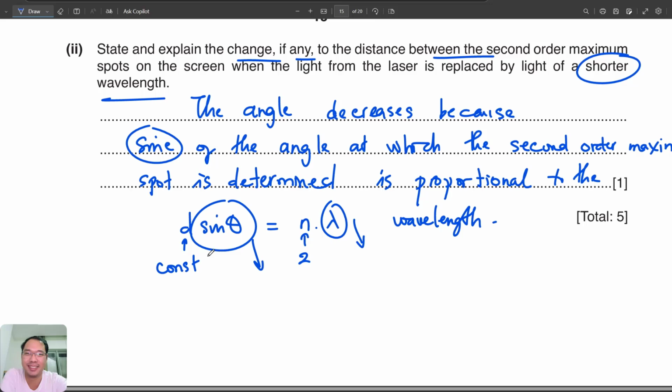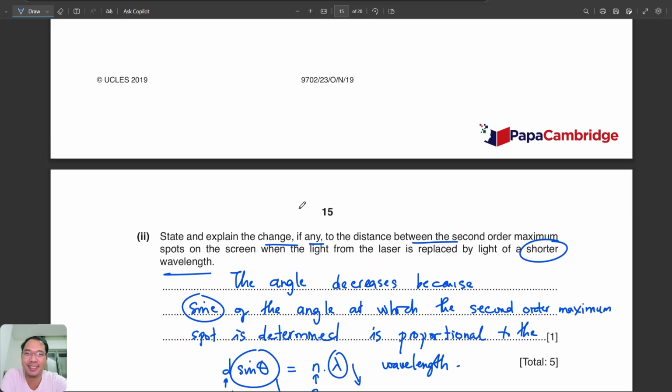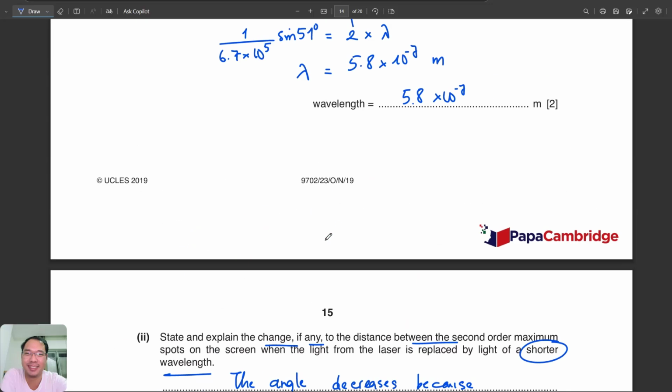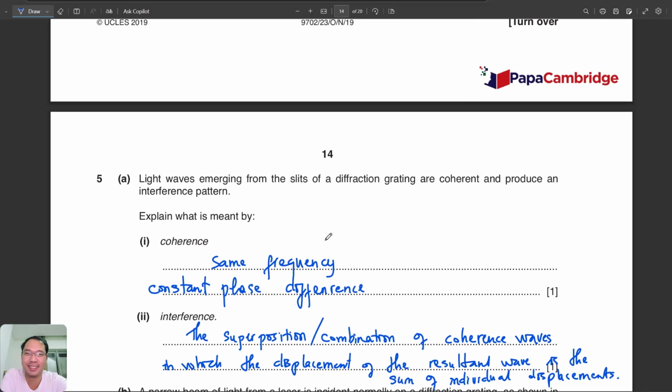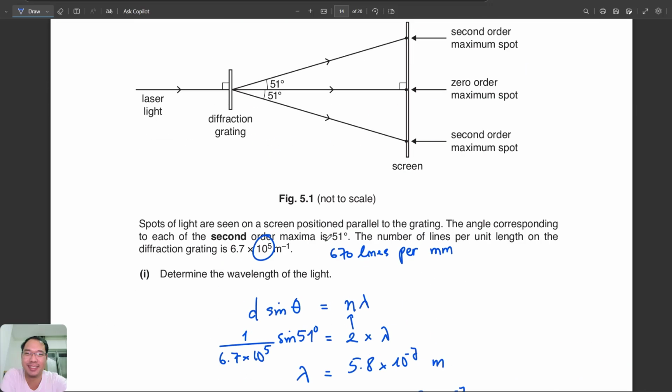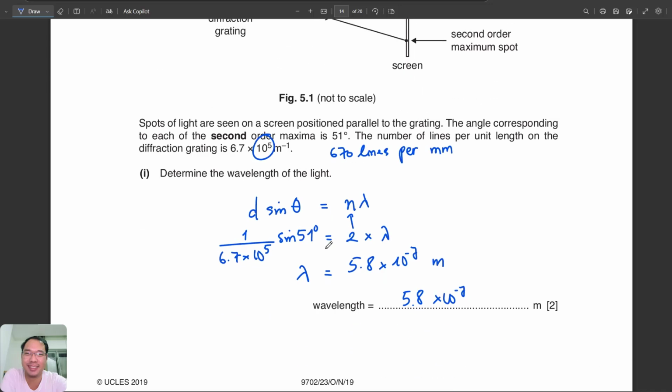Okay, so that's all. My explanation for the 4 problems in the recent paper relating to the topic of waves, diffraction grating, and double slit interference. I hope that you find it useful and that it can help you understand this topic better.